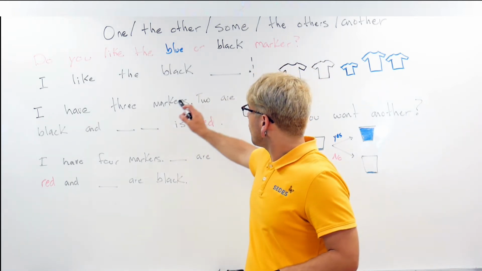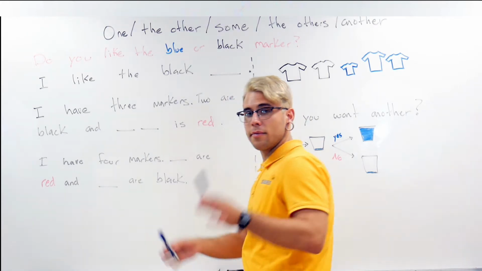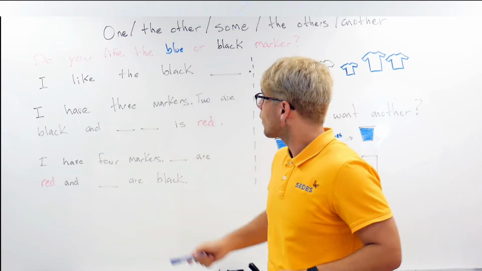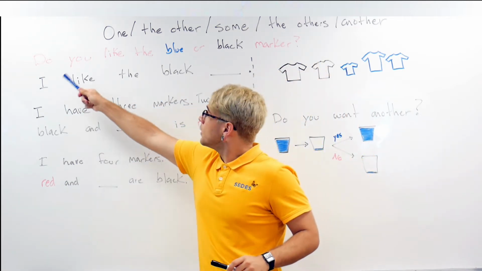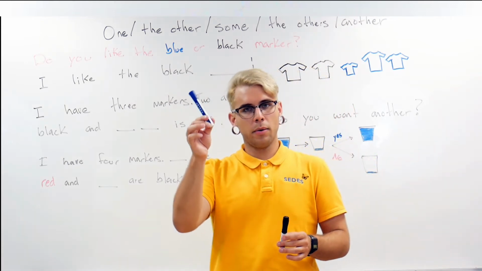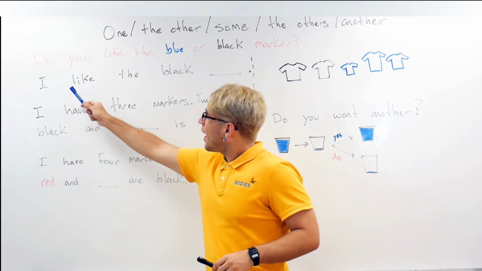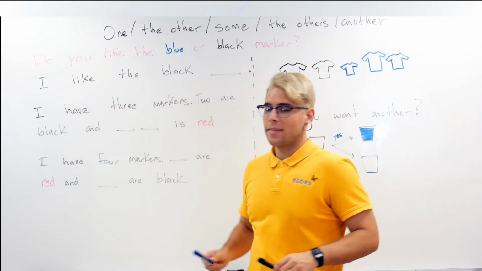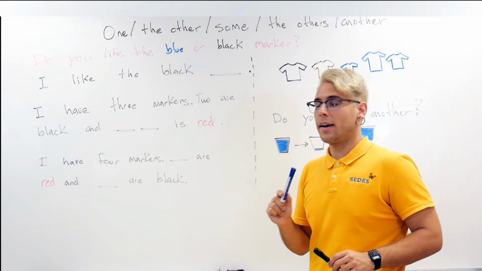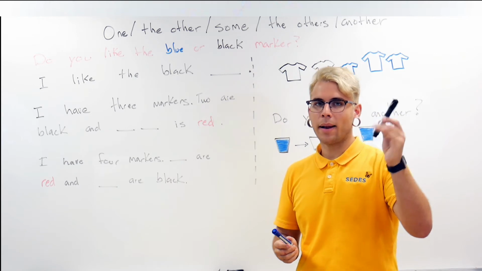First, we're going to have this example here. And I will have these 2 markers. We have a black marker and a blue marker right here. And I'm asking a question. Do you like the blue or the black marker? And an answer could be, I like the black. So instead of writing marker, we're going to write, I like the black one.